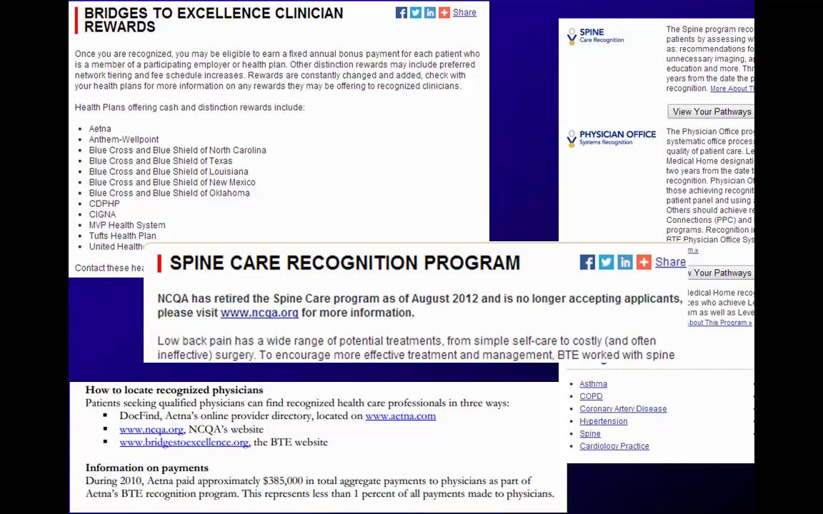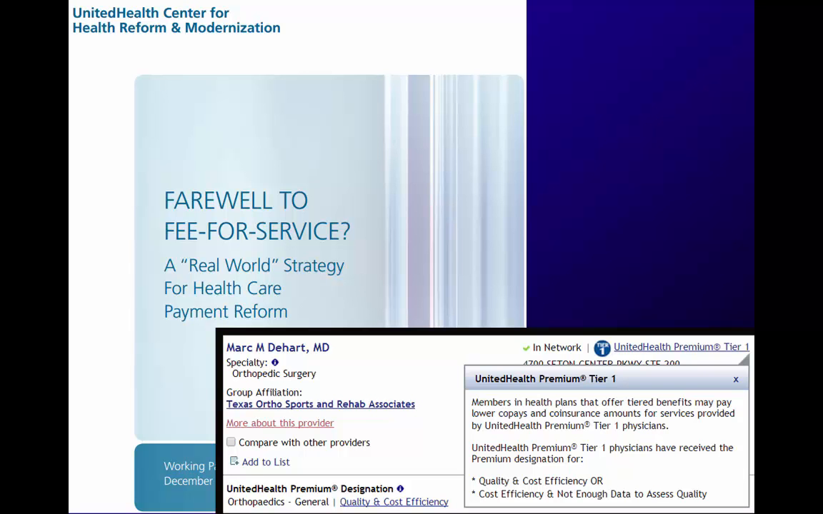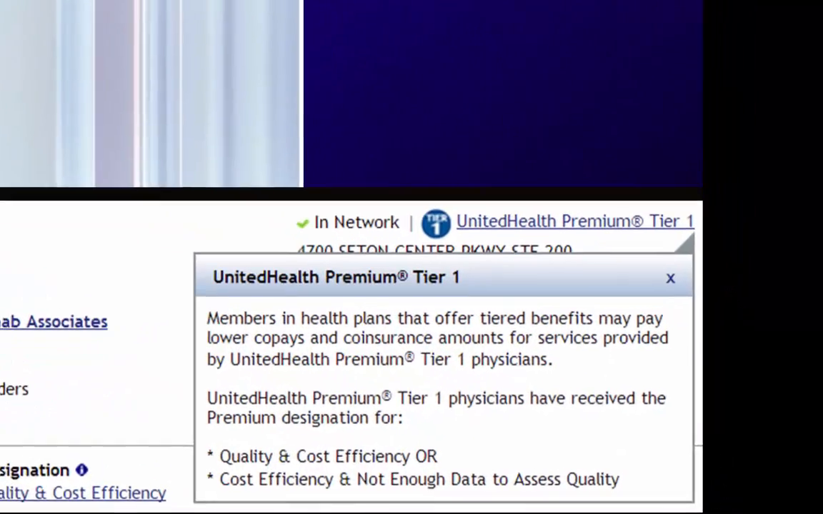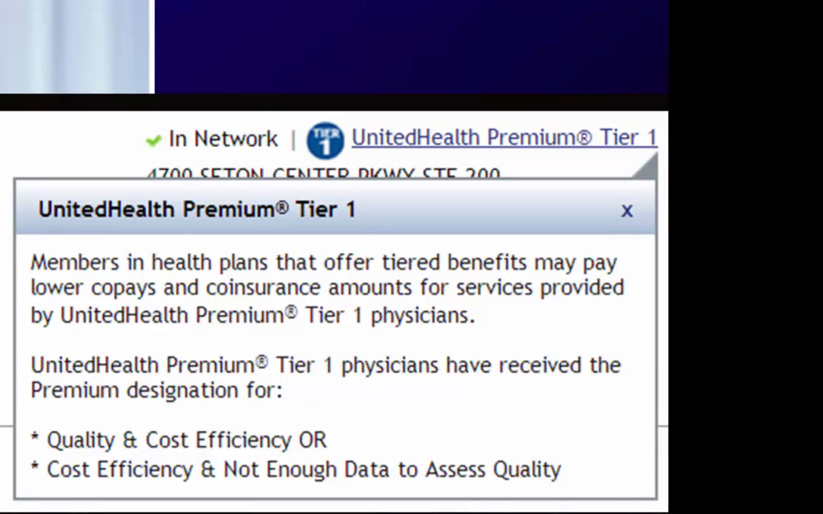Many of the payers refer to the Bridges to Excellence clinician rewards program, but in orthopedics, the only one that really mattered was the Spine Care Recognition program, and unfortunately, the NCQA retired the Spine Care program in August of 2012. United Health went into a little bit more detail about me. I'm proud to say that United Health has ranked me as a premium Tier 1 physician, but that doesn't really help my patients too much because it doesn't really say whether I'm Tier 1 because of my quality and cost efficiency or whether I'm just cheap and they don't have enough data to assess my quality.